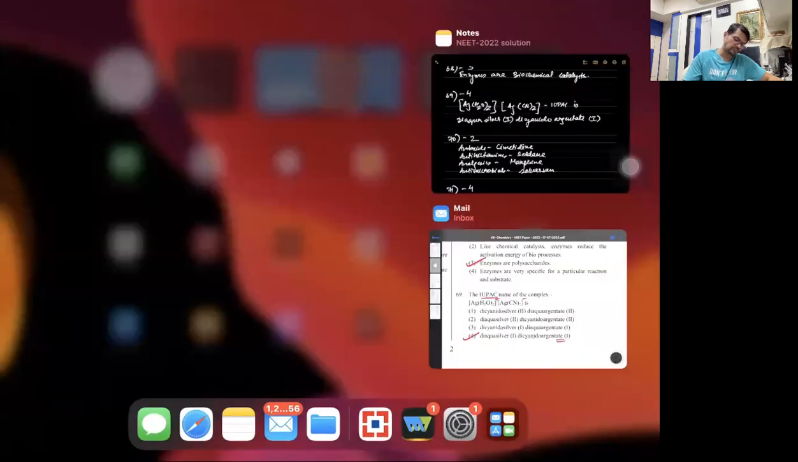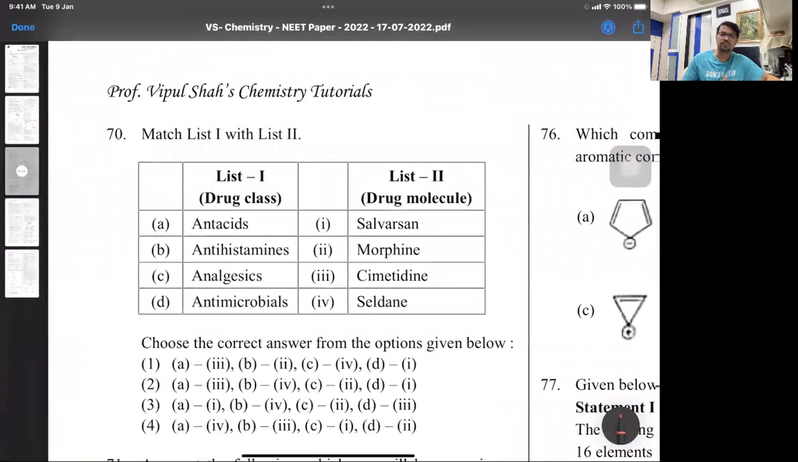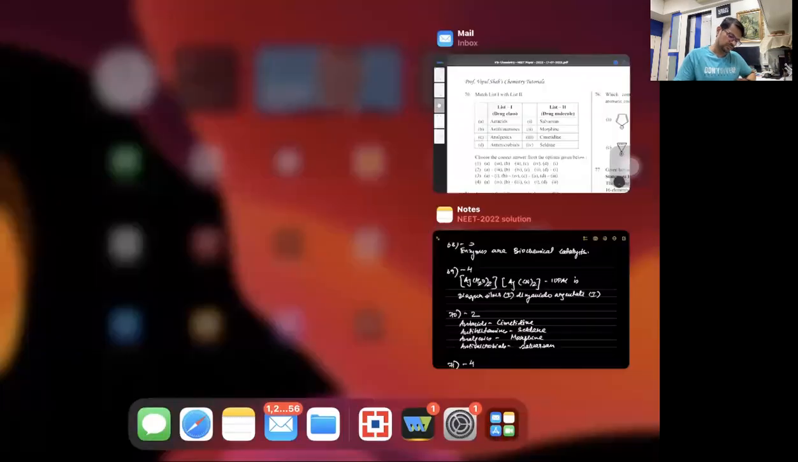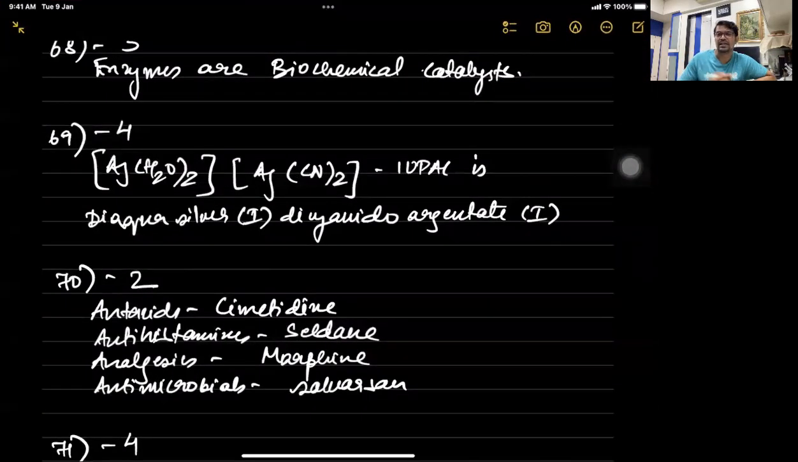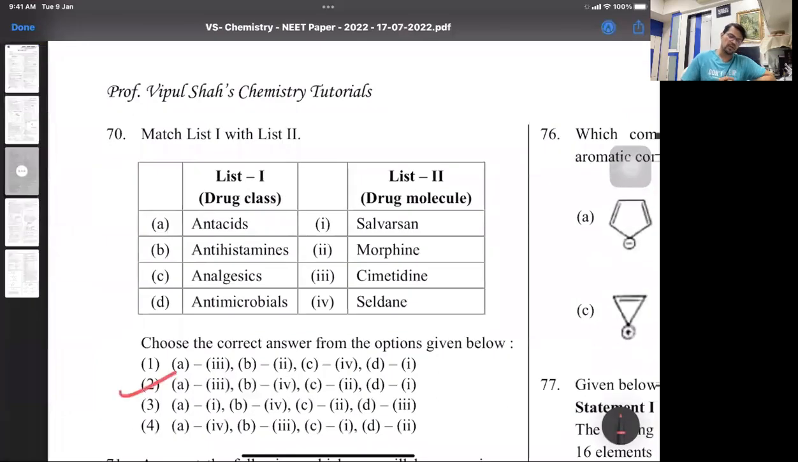Then the 70th one. Now here they have just given the examples, what you have to catch from. So if you see carefully, 70th antacids example is cimetidine, antihistamines, that's Seldane, analgesics, that's the narcotic analgesics, that's morphine, and antimicrobials, that's nothing but salvarsan, which is used for the curing of STDs. So 70 is the second one, where A is the third one, B is 4, C is 2, and D is 1.